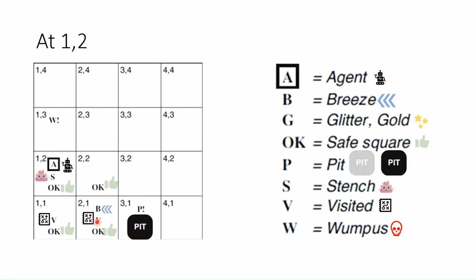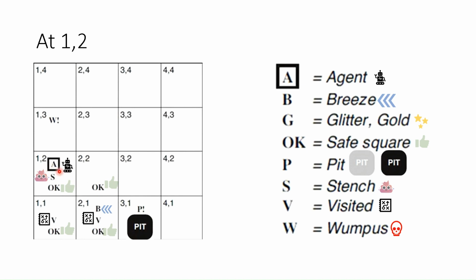Now, once we have realized that, we go to 1 comma 2. So why do we go to 1 comma 2? The reason is we've already been to 1 comma 1, so we don't need to go there. We cannot go below because that's out of the map. We cannot go to 3 comma 1 or 2 comma 2 because there's a 50-50 chance of it being a pit. We want to survive, so we go back, leaving 1 comma 2 as our only option.